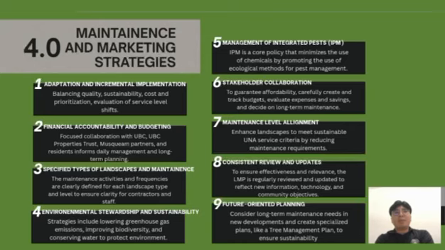The next one is maintenance and management strategies. Number 1 is adoption and incremental implementation, which is balancing quality, sustainability, cost, and prioritization, with evaluation of service level shift. Number 2 is financial accountability and budgeting. The focus is collaboration with UBC Properties Trust, Musqueam partners, and residents to inform daily management and long-term planning. Number 3 is specified types of landscape and maintenance. The maintenance activity and frequency are clearly defined for each landscape type and level to ensure clarity for contractors and staff.